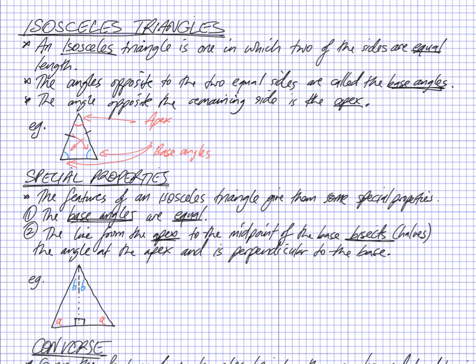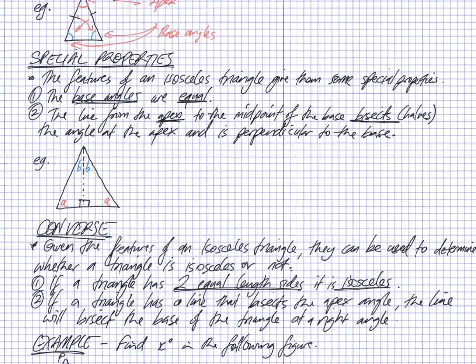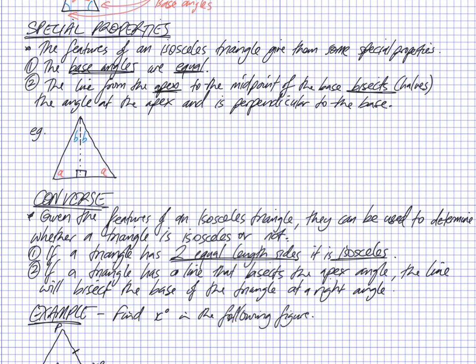So an isosceles triangle has some special properties that you can use in geometric reasoning. The features of an isosceles triangle, those two equal sides and those base angles, give an isosceles triangle some special properties. The first one being the base angles are equal. So you can see in this isosceles triangle, it's not isosceles yet until I indicate those are the same size. The base angles are going to be exactly the same. So A here is going to be the same as that angle there, A.